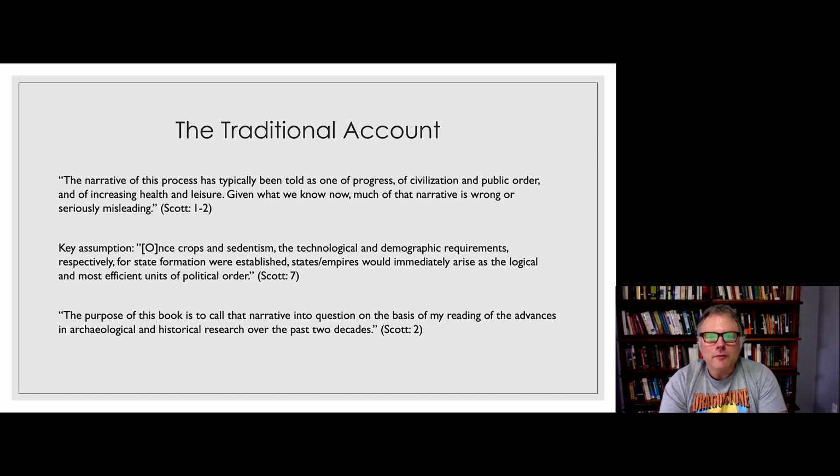Now, what Scott does in this book, the purpose of the book, is to call that narrative into question on the basis of his reading of the advances in archaeological and historical research over the past 2 decades. So Scott's not trying to argue for the way things ought to be. He's giving an account that's supposed to be a kind of scientific account. He wants to give an explanation of why people started living in this particular form of organization, this grain state.